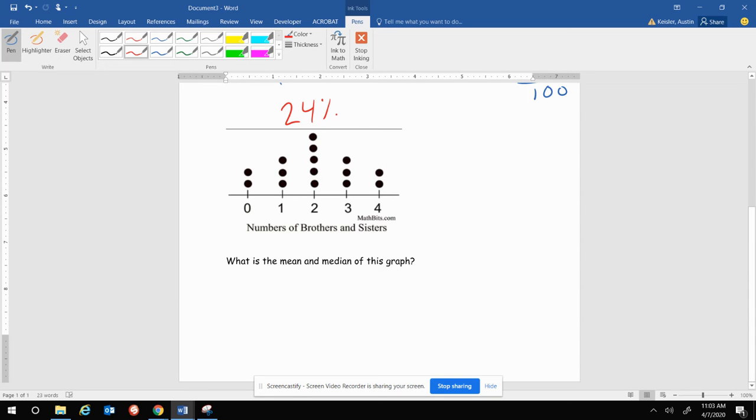The second one says, what is the mean and median of this graph? So first, I'm going to write all those numbers out. So I have 0, then 0, then 1, 1, 1. Then I have 5 2s. Then I have 3 3s and 2 4s.